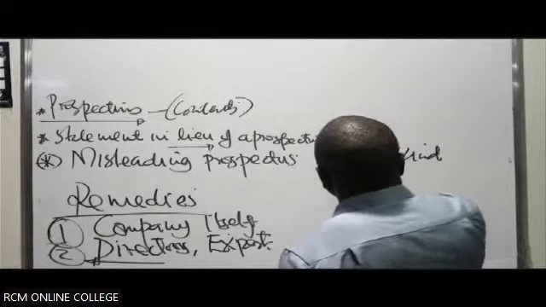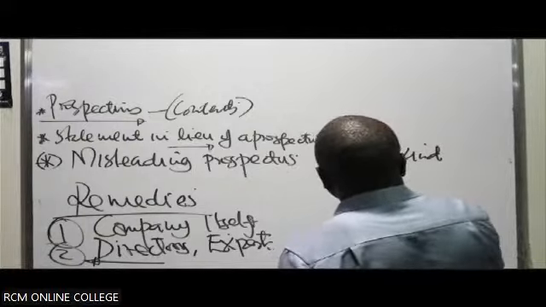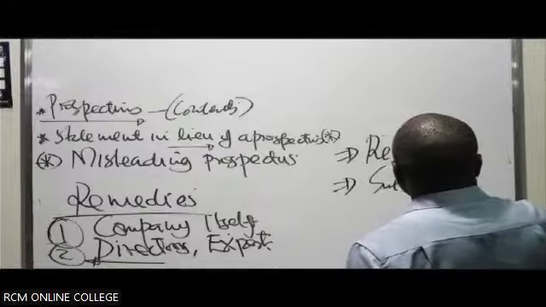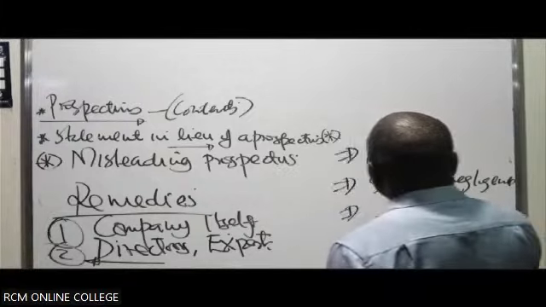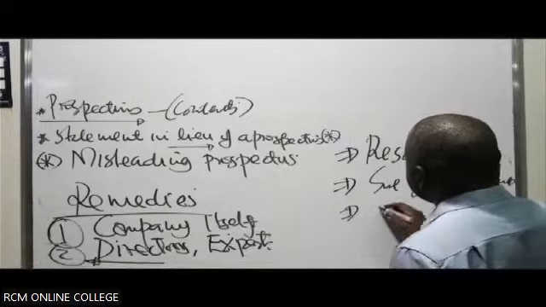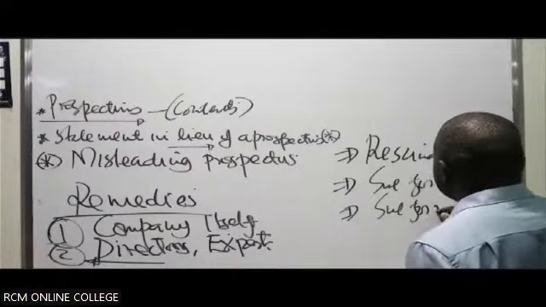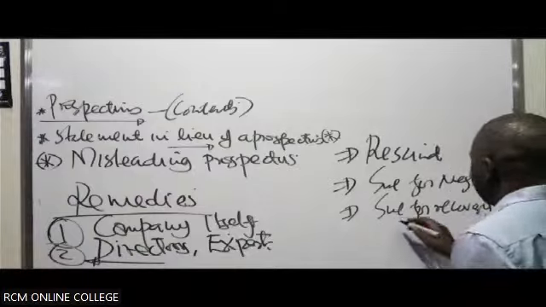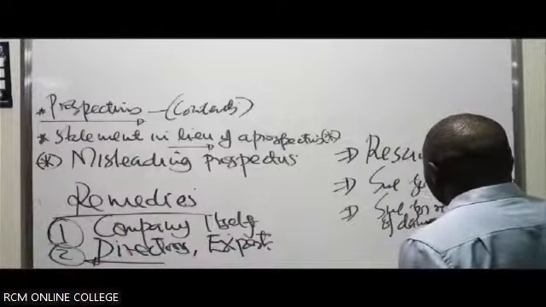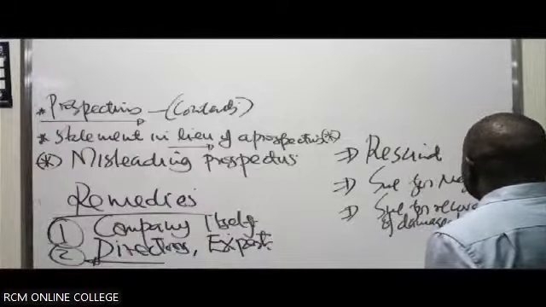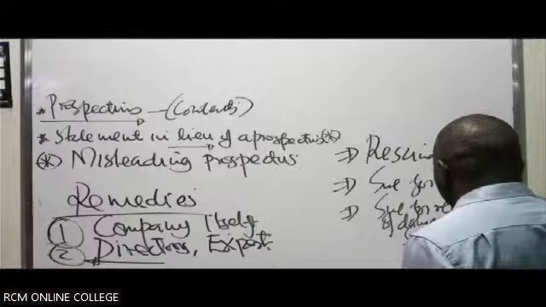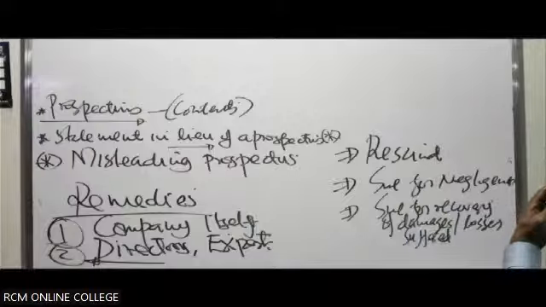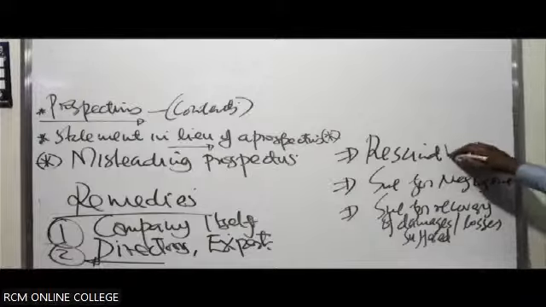Can resign the contract. Or in this case, he can sue for negligence. Or in this case, sue for recovery of damages or losses suffered. You lost money, because in this case, you thought things would be okay. These are the three key remedies.